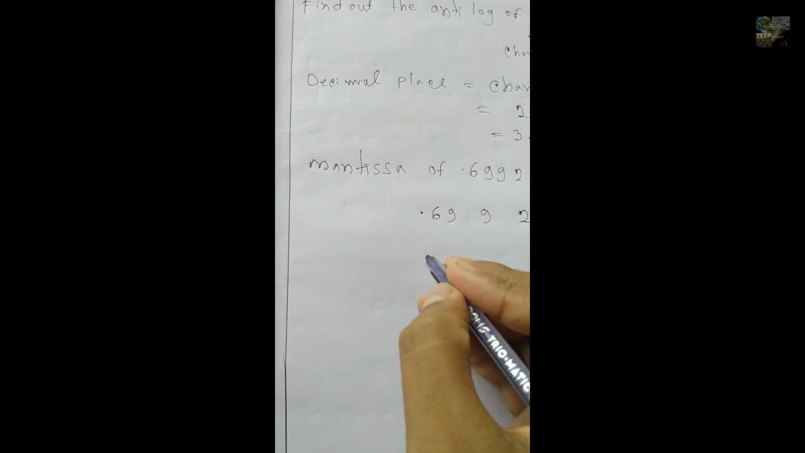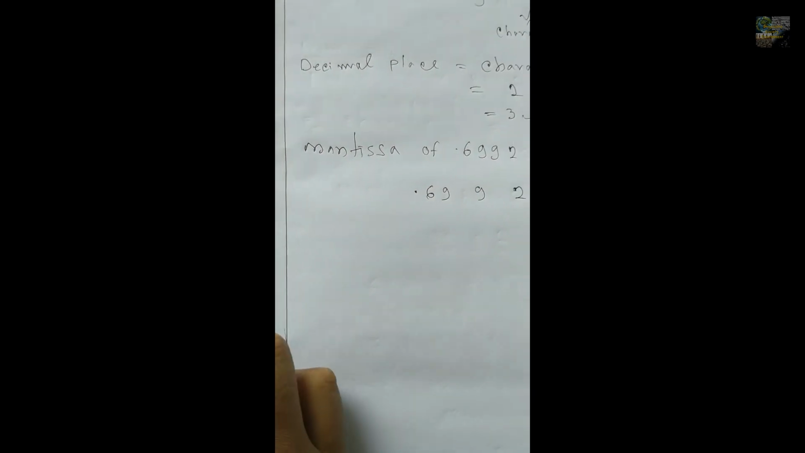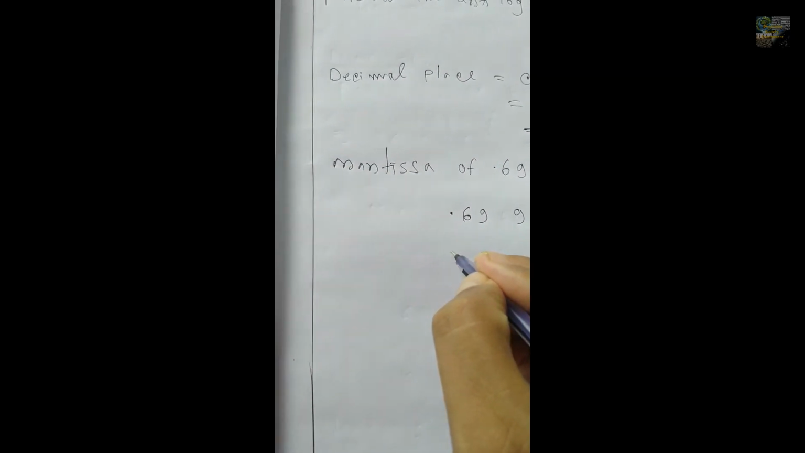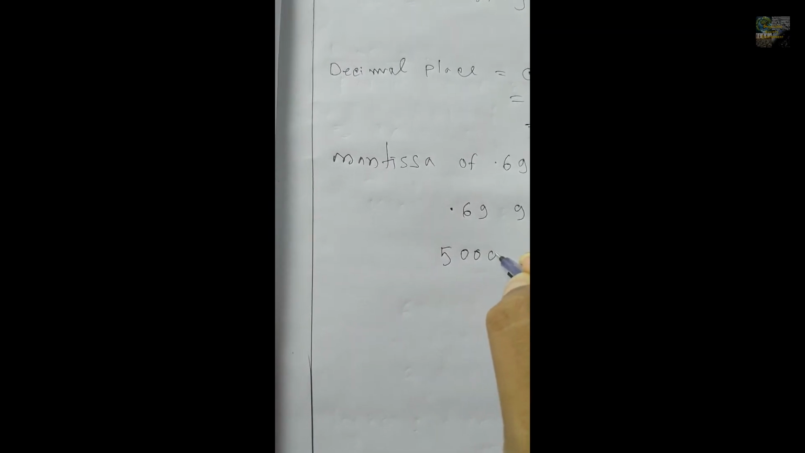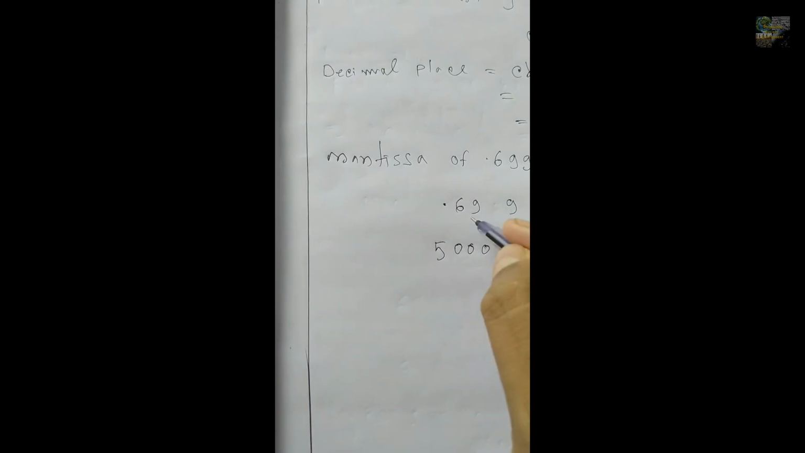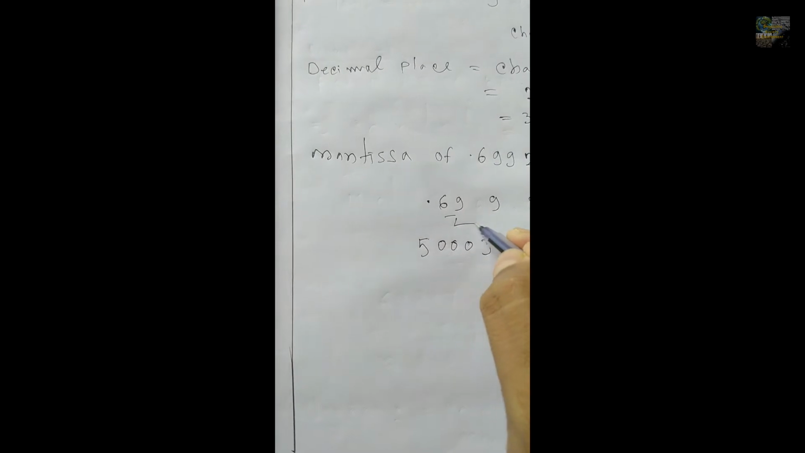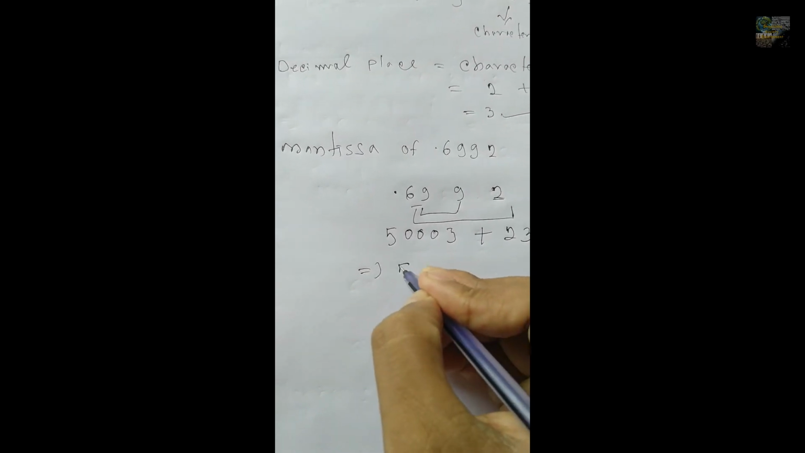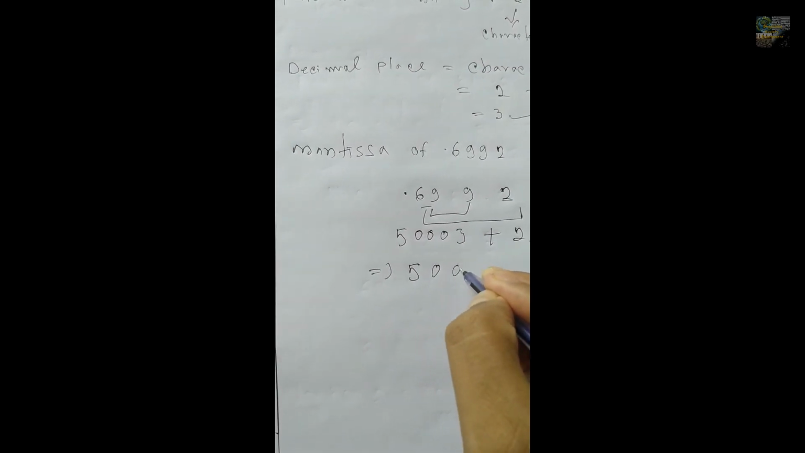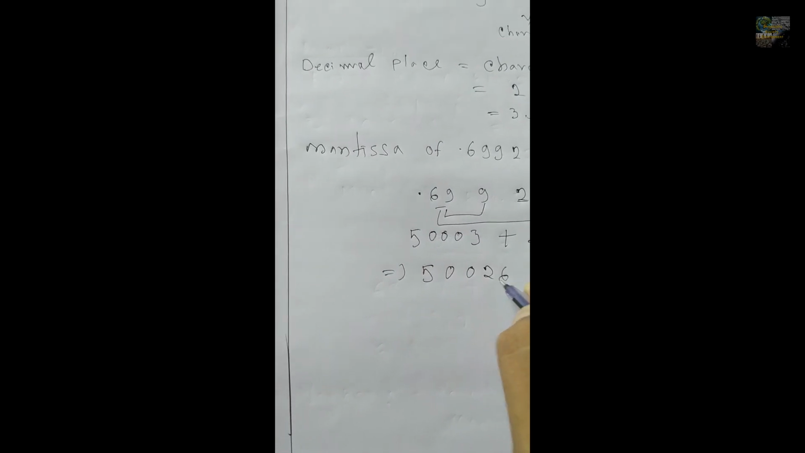So from the standard anti-log table we have found that the 0.69 row and 9 column represent 5003, and the mean difference of 69 and 2 is 23. So I am adding these two values: 5026. This is the value.